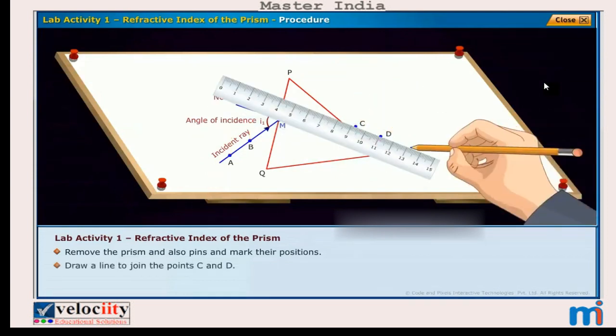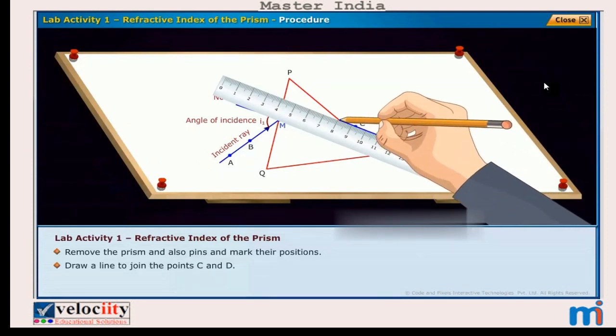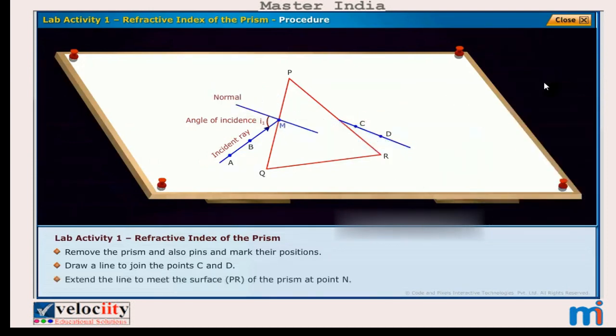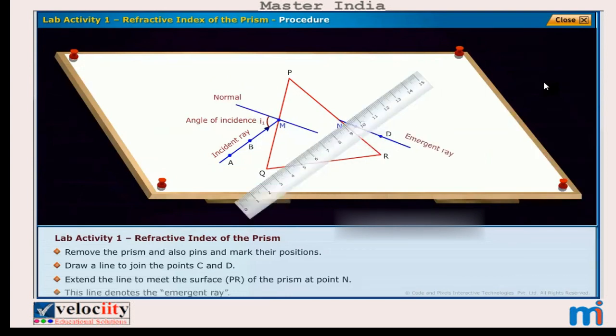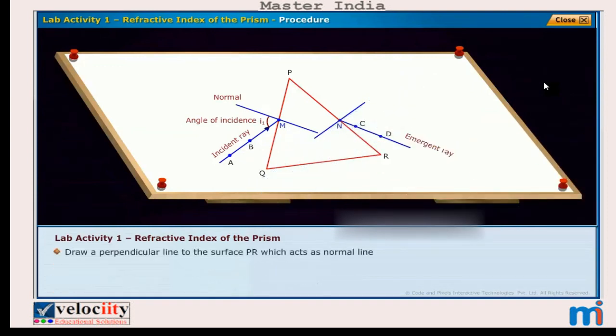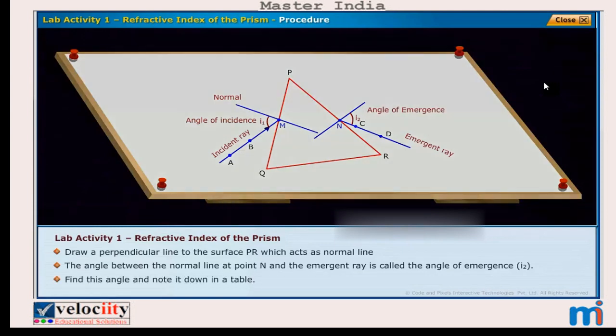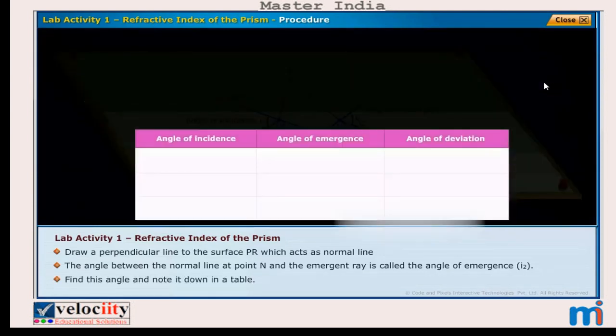Draw a line to join the points C and D. Extend the line to meet the surface PR of the prism at point N. This line denotes the emergent ray. Draw a perpendicular line to the surface PR which acts as normal line. The angle between the normal line at point N and the emergent ray is called the angle of emergence, I2. Find this angle and note it down in a table.